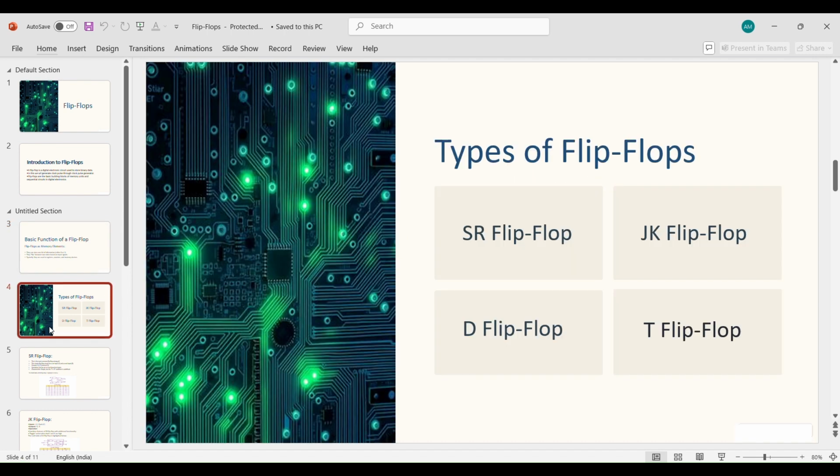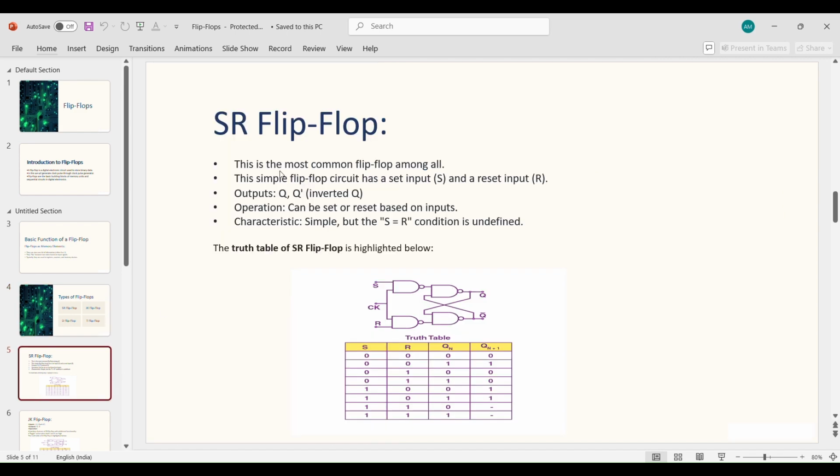And coming to the next slide, we have types of flip-flops. There are four types of flip-flops. They are SR flip-flop, JK flip-flop, D flip-flop, and T flip-flop. Coming to the SR flip-flop, this is the most common flip-flop among all.